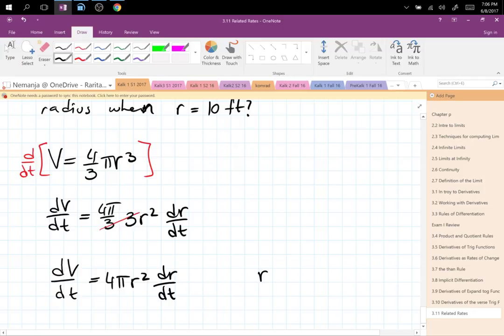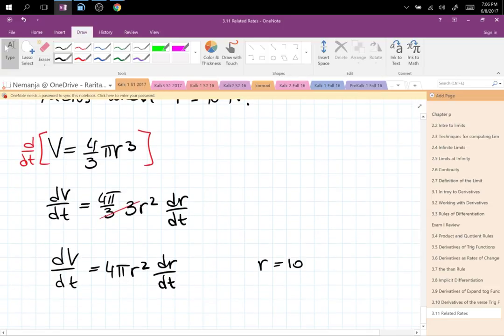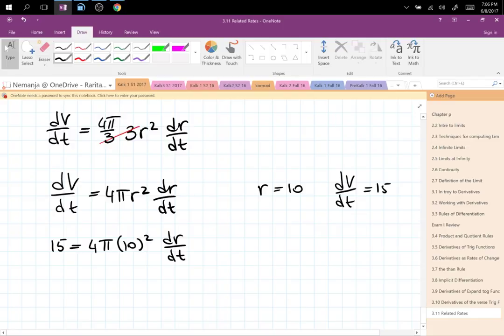Now we have that r is equal to 10, and dV/dt is 15. So we are going to plug those values in. We have 15 is equal to 4 times pi times 10 squared dr/dt. Observe that they are asking us at what rate is the radius changing, the length of the radius. That's exactly what we have there as a variable. So dr/dt is equal to 15 divided by 400 pi.